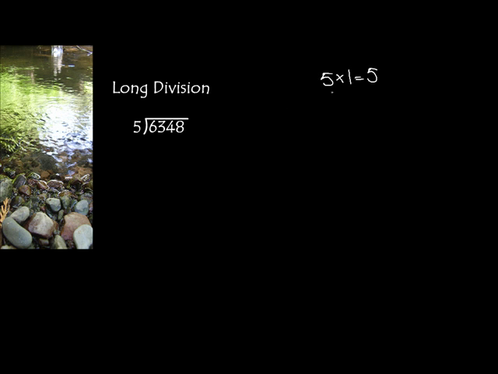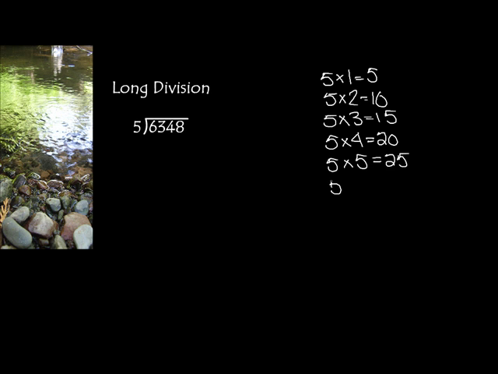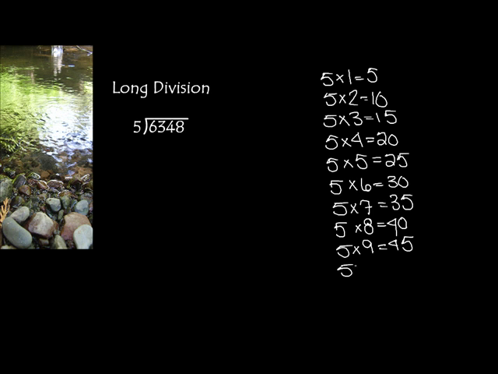5 times 1 is 5. 5 times 2 is 10. 5 times 3 is 15. 5 times 4 is 20. 5 times 5 is 25. 5 times 6 is 30. 5 times 7 is 35. 5 times 8 is 40. 5 times 9 is 45. And 5 times 10 is 50. Now we're going to use these products to do this long division.